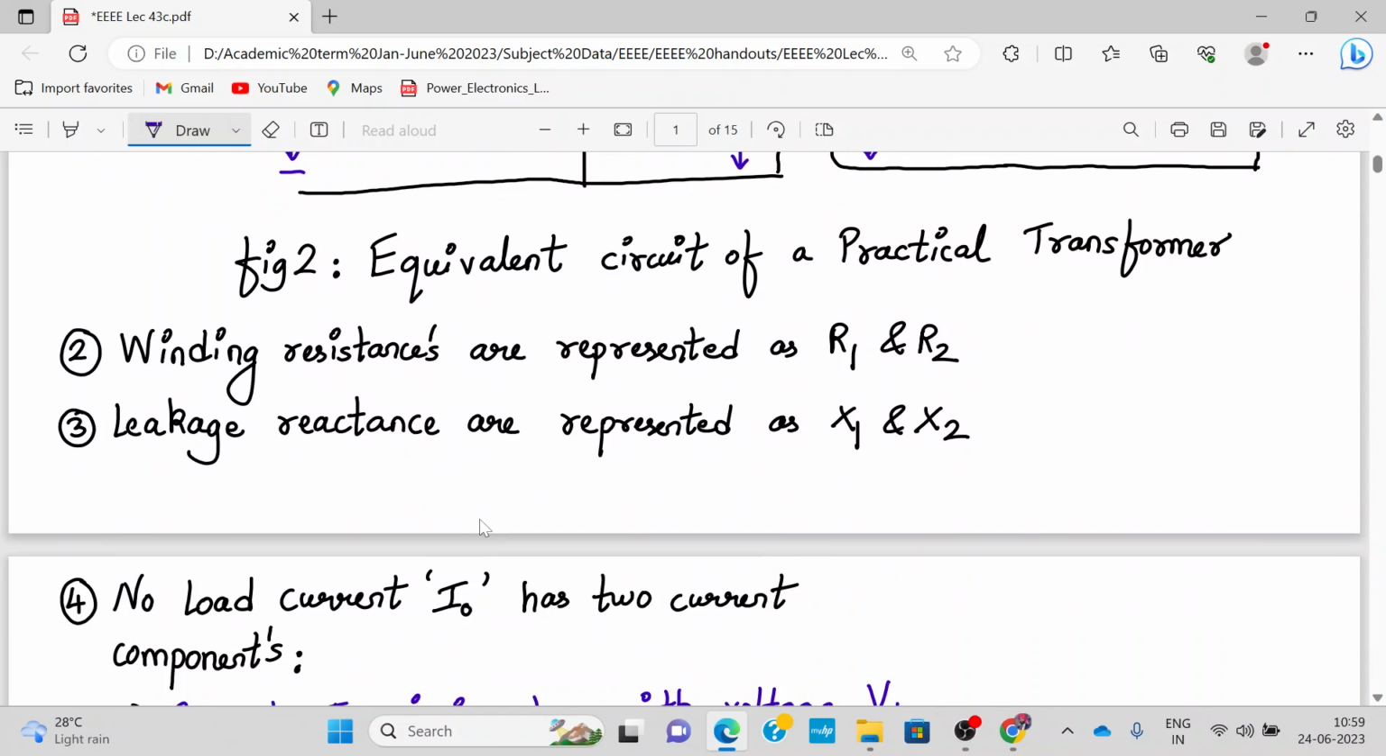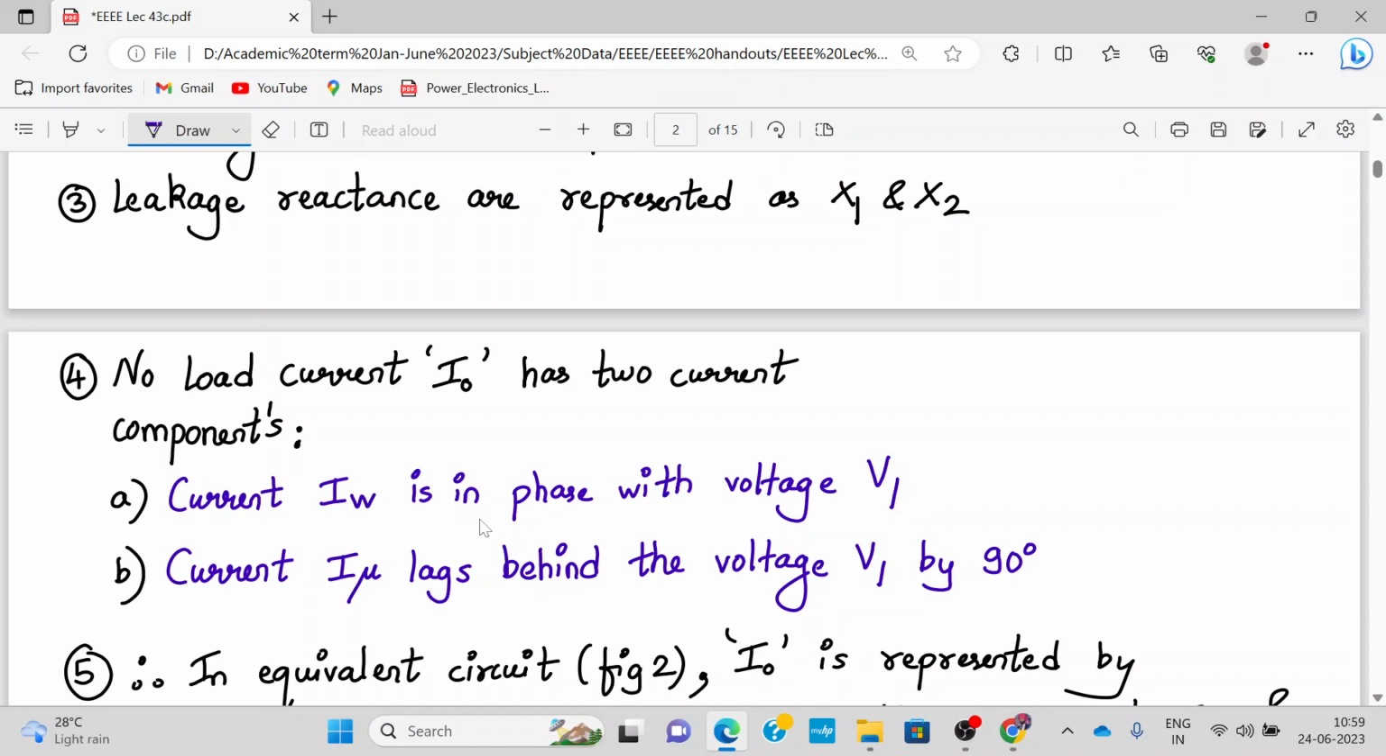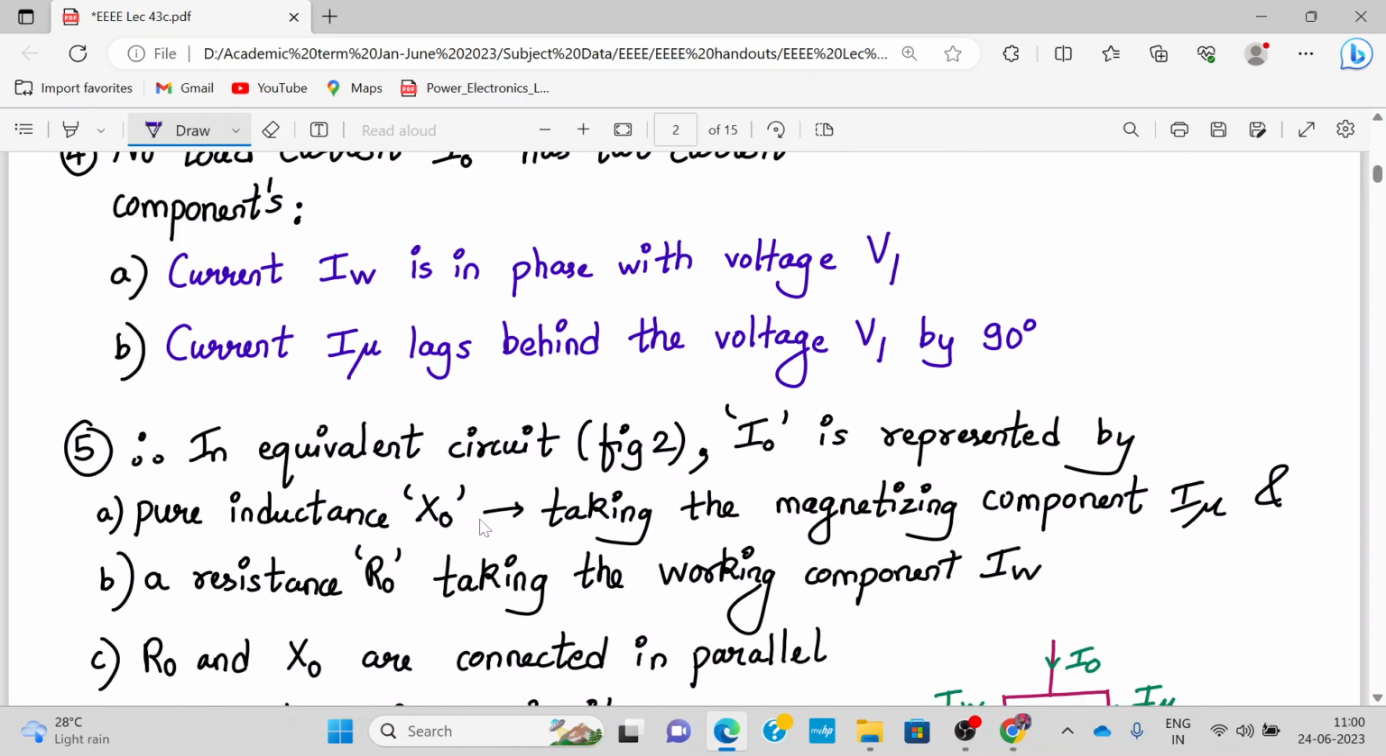Here we are representing the winding resistances by R1, R2. Leakage reactances are represented by X1, X2. This is just a representation. The no load current has two current components: IW, which is in phase with voltage V1, we have discussed this, and I mu, which is lagging behind the voltage V1 by 90 degrees, because it is due to the inductive component. In an inductive component, the current lags behind the voltage.